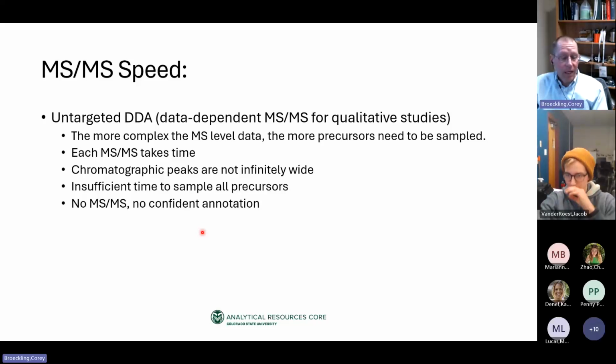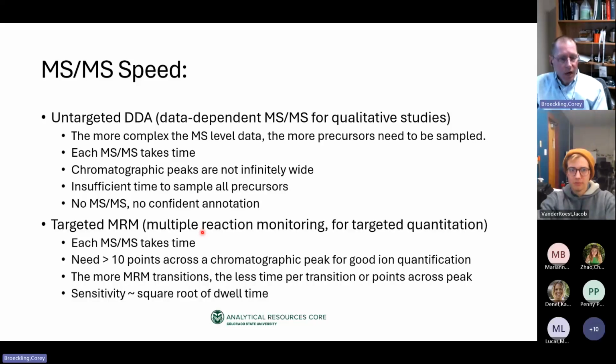You might get the tip of the iceberg depending on how complex the sample is. In a targeted experiment, every MSMS transition takes time. You need at least 10 points across the chromatographic peak. The more transitions you have, the less time you have available per transition to keep enough points across the peak. And you'd start losing sensitivity because the more time you spend scanning a particular ion, the more sensitivity you have. And so speed is really important.